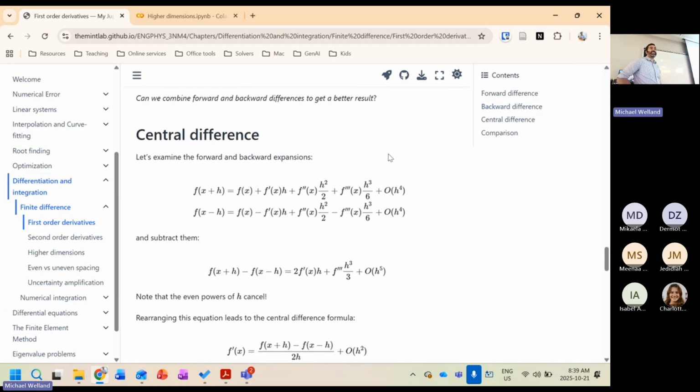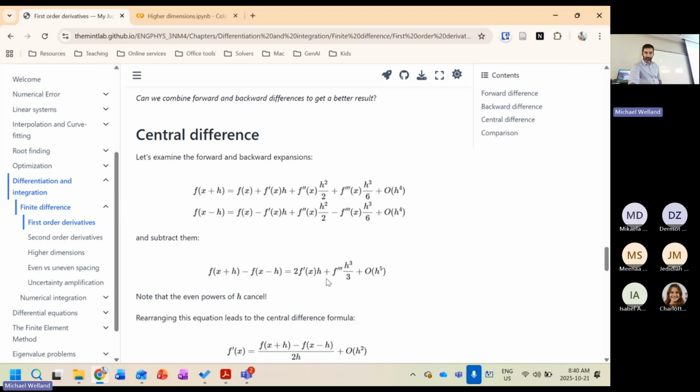So the idea here is, can we combine effectively the forward difference and the backward difference together to arrive at an even better solution? And of course the answer is yes, right? So you look at the forward and backwards expressions here, and you just subtract them. And all you get is f of x plus h minus f of x minus h, right? This term cancels out. This term doubles up. So you've got 2 here now.